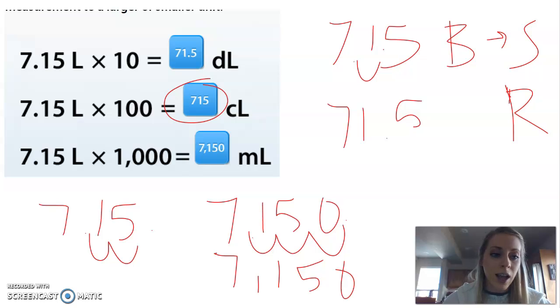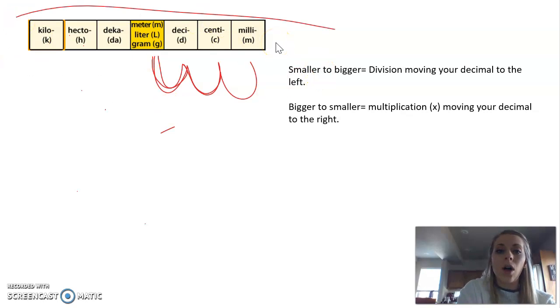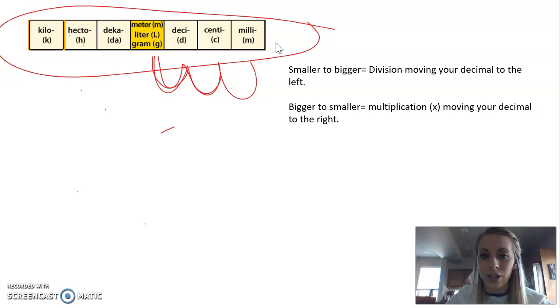So 5th grade, something that's important, the only thing that you need to remember today is you have to keep going back to this chart here. You will always work with this chart for 10.5. Whichever way your loop goes on the chart is whichever way you're going to be moving your decimal, okay?